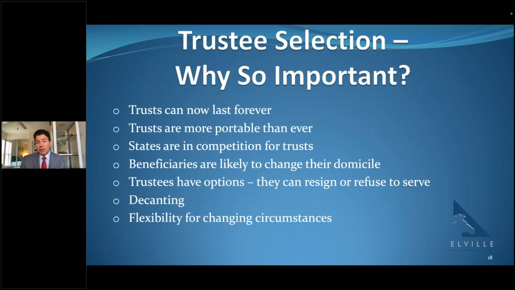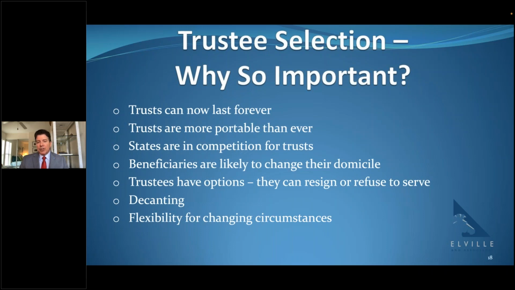States are in competition for trusts. I just mentioned that. There are states, for example, our neighbors in Delaware that have advanced trust laws. We are trying to catch up with them in some ways. Although Maryland has very good trust laws. Beneficiaries could change their domicile. A good example that I always like to use is when my kids, one of them moved to Colorado and back. A lot of people move to other states. We have to assume that our beneficiaries may end up living in another state. So trustee selection is important.